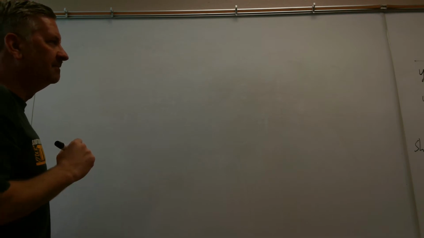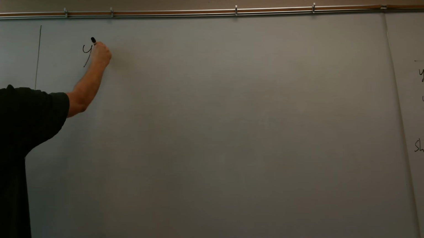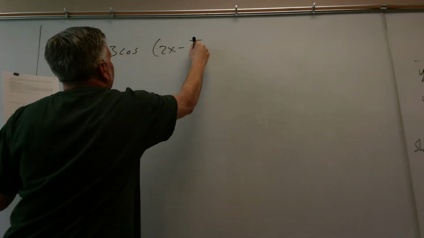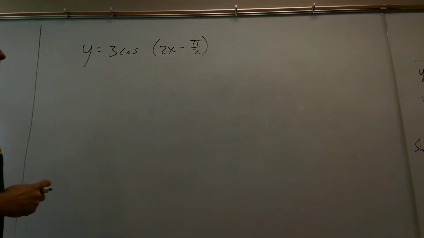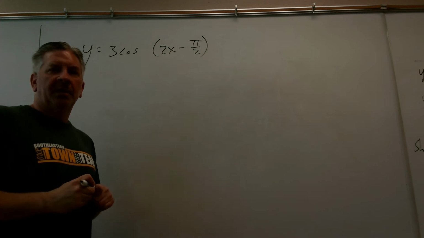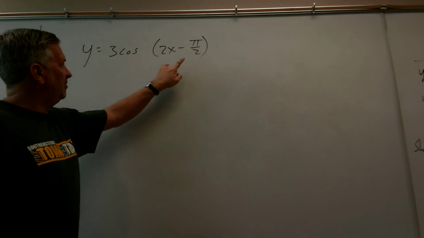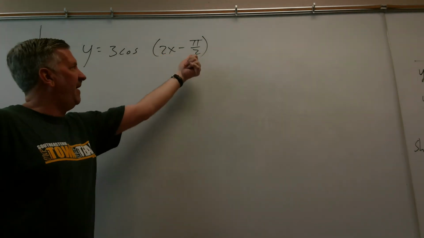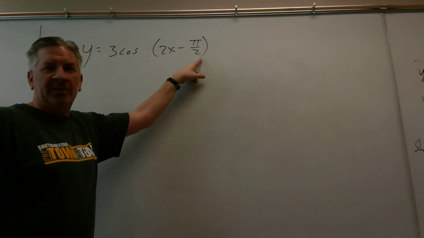Okay, so the next example deals with that. So let's look at y is 3 cosine of 2x minus pi over 2. So this is precisely what I was just referring to. If you look at the function here, the angle is 2x minus pi over 2. The phase shift, the horizontal shift, is not pi over 2 because it's not just x minus pi over 2.